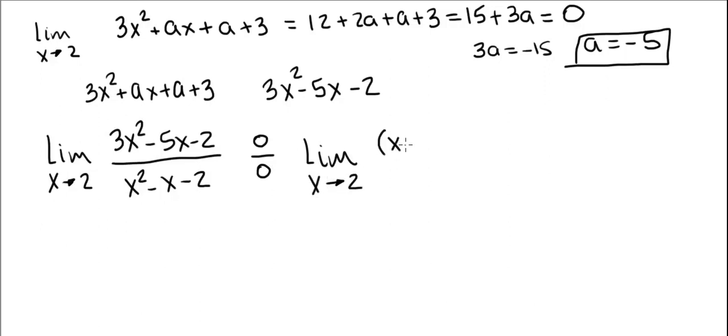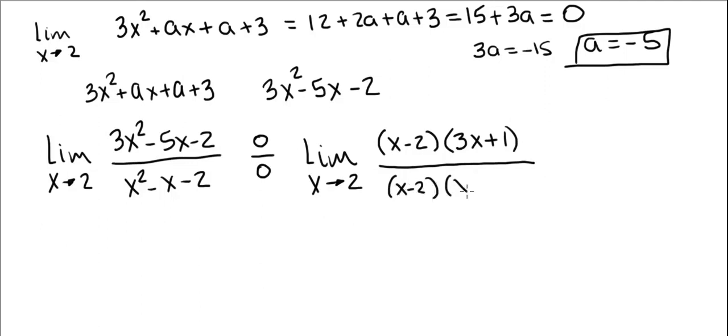We know that one of the factors is going to be x minus 2. So in the numerator this is x minus 2, and then what's left is 3x plus 1. You can check that when we multiply x minus 2 by 3x plus 1, we end up with 3x squared minus 5x minus 2. The denominator is x minus 2 times x plus 1. So here's the source of 0 over 0, x minus 2 over x minus 2. We can now safely plug in 2 for x in what remains, so we end up with 6 plus 1, 7 in the numerator, divided by 3 in the denominator. The answer is 7/3.